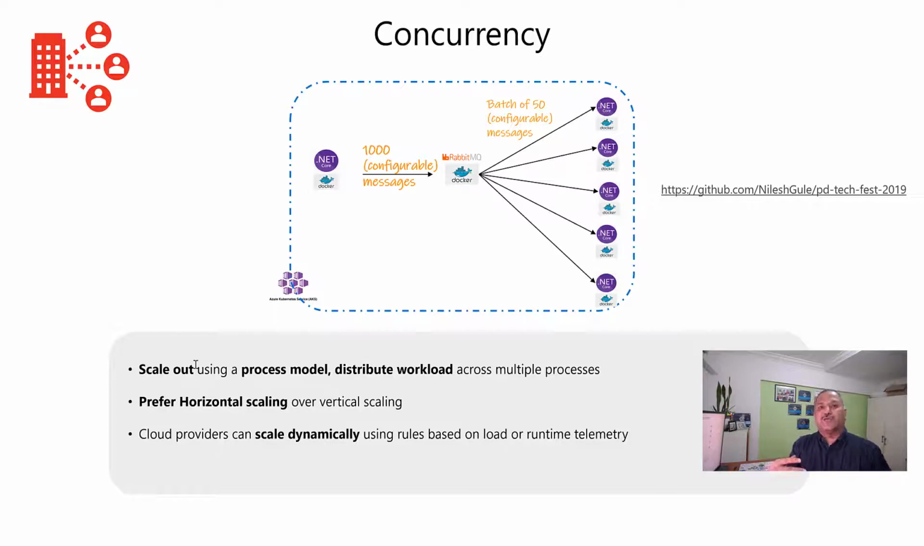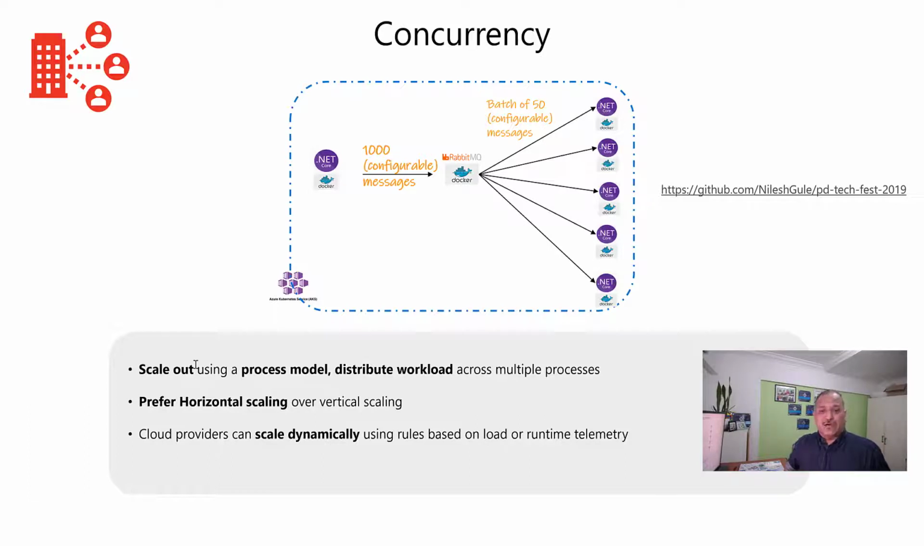The application has to be designed in such a way that it can handle the scaling needs by creating more instances of the application rather than increasing the resources of the server. So that's where we say prefer horizontal scaling over vertical scaling.